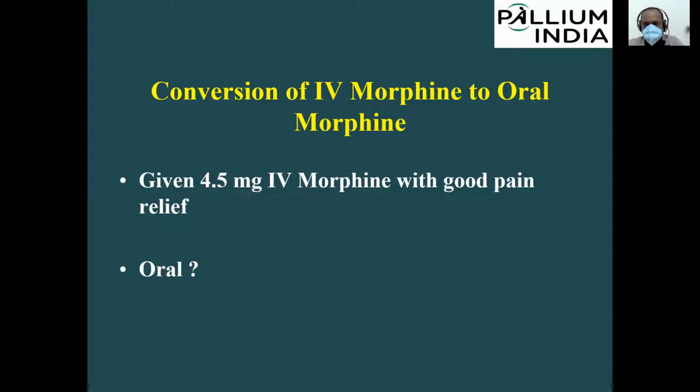Sir, is there a formula? I'm not exactly remembering, like IV is equal to 3 times that oral dose. Like 4.5 for this patient total. So it will be 3 times, around 13 mg or 14 mg. So we can divide in BD doses or TDS. Who was that?